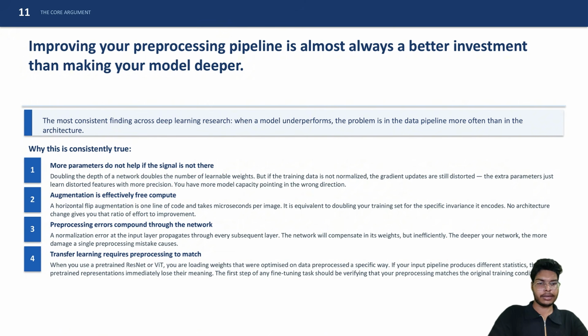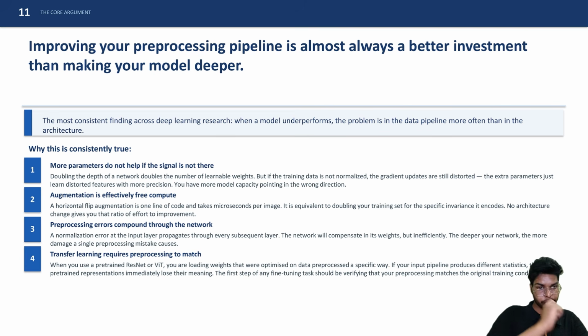Here comes the last part. A better pipeline always beats a bigger model. When our model underperforms, the problem is far more often in the data pipeline than in our architecture, because more parameters don't help if our signal is distorted. They just learn distorted features more precisely. Augmentation is free compute. One line of code is worth doubling your dataset for that invariance.